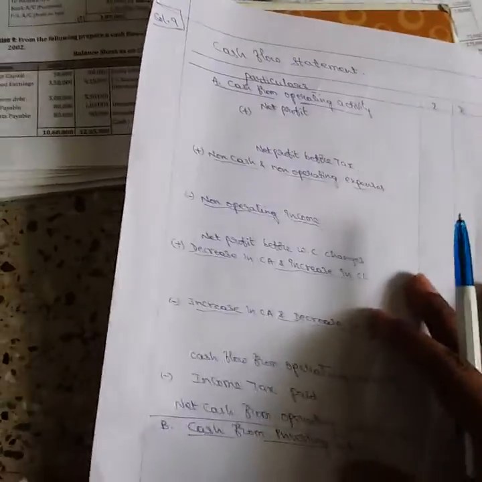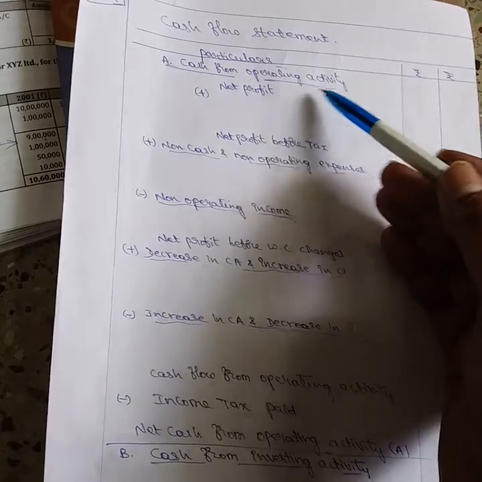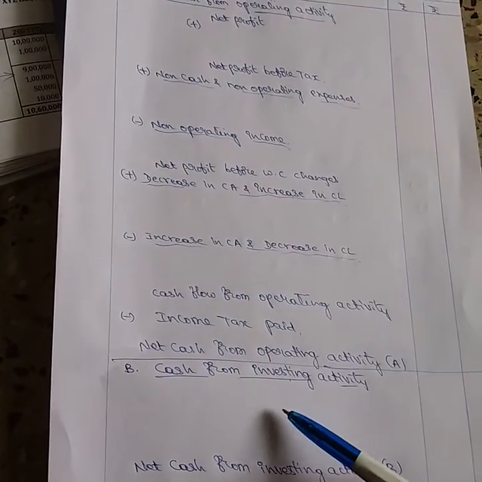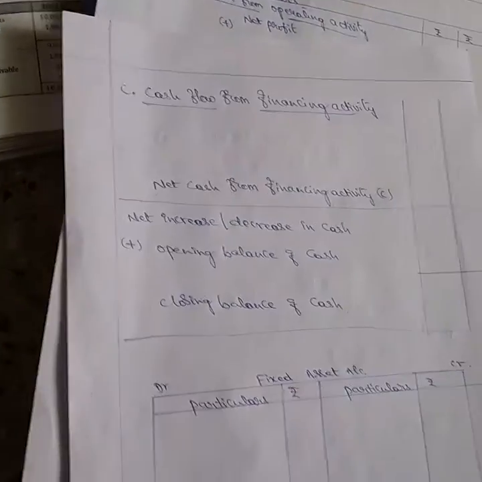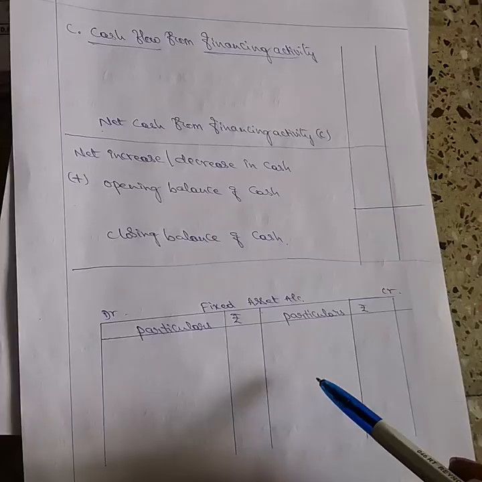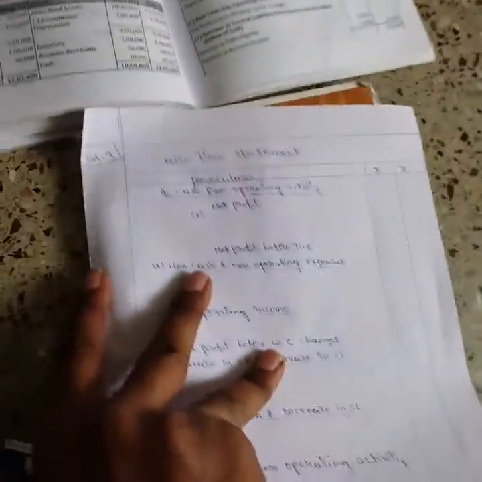I have taken format. As you know, cash flow statement is divided into three parts. Part A, cash from operating activity. Part B, cash from investment activity. And part C, cash from financing activity. And fixed asset account, I have prepared ledger format of fixed asset account. First we'll solve balance sheet.